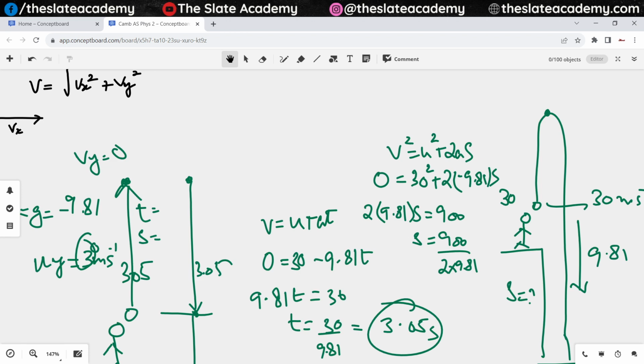Again, v squared is equal to u squared plus 2as. So if it is thrown upwards, u is 30. 30 is a lot, but let's go. 30 squared minus 2 into 9.81, so it will become positive 2 into 9.81. So the distance covered, the maximum height that would be reached by the ball is 45.8 or 45.9 meters, right?